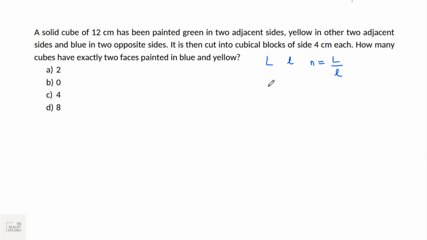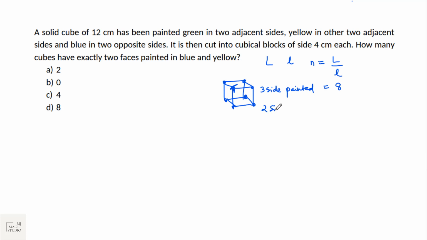Now, how many small cubes that will be formed after cutting will have 3 sides painted? 3 sides painted will be always 8, which will be on the corners of the cuboid. On these corners, you will see that always it is 3 sides painted. So, if they ask you a question regarding 3 sides painted, it is always 8.